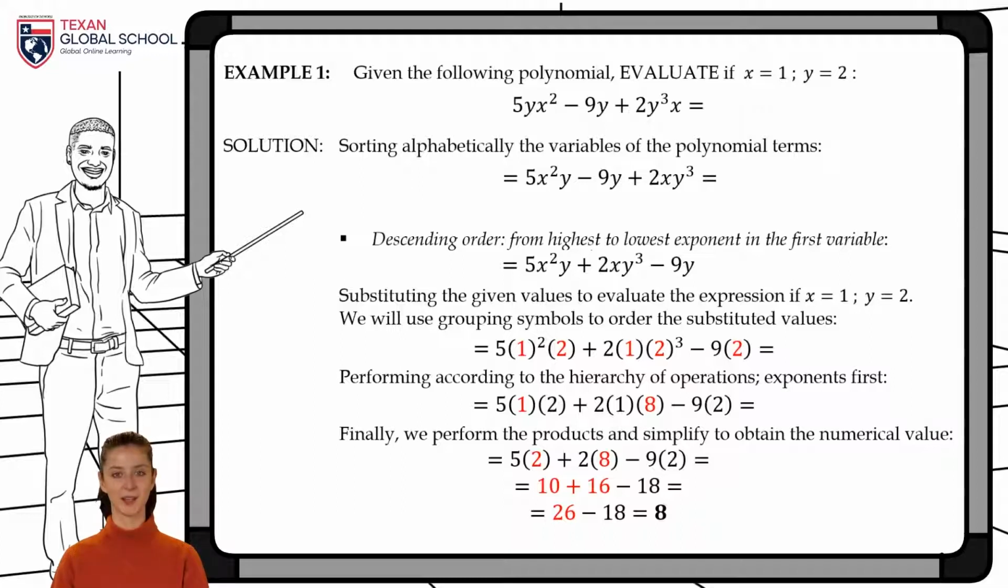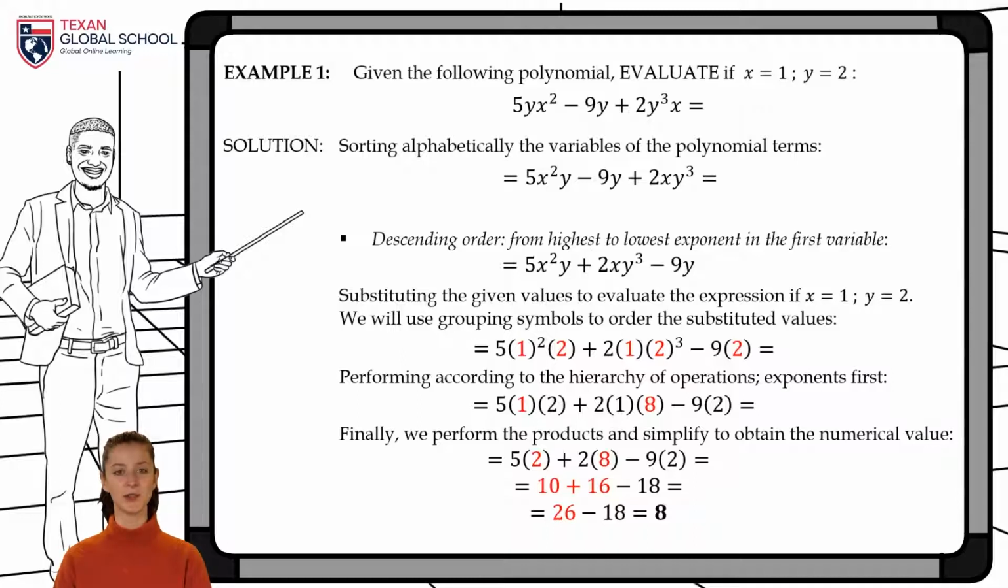Once the values have been substituted in the polynomial, we will simplify the expression arithmetically. Let us remember that the solution of arithmetic expressions has a hierarchy of operations where exponents and roots are performed first, then products and quotients, and finally additions and subtractions. So, according to the hierarchy of operations in this case, we perform the exponents first. 1 squared results in 1. 2 cubed results in 8, multiplying the number 2 three times.